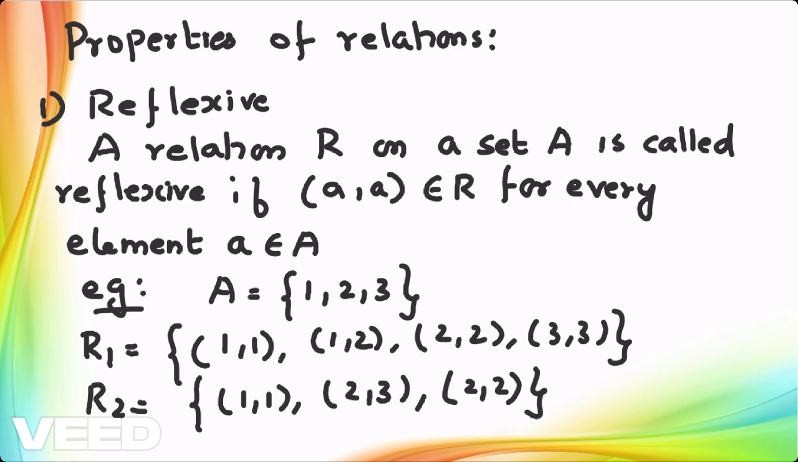Let us give one example for reflexive. A equal to {1, 2, 3}. We define two relations R1 and R2. Here R1 consists of ordered pairs (1, 1), (1, 2), (2, 2) and (3, 3). R2 consists of ordered pairs (1, 1), (2, 3) and (2, 2). R1 is reflexive since (1, 1), (2, 2) and (3, 3) are present in R1. But R2 is not reflexive since (3, 3) does not belong to R2.